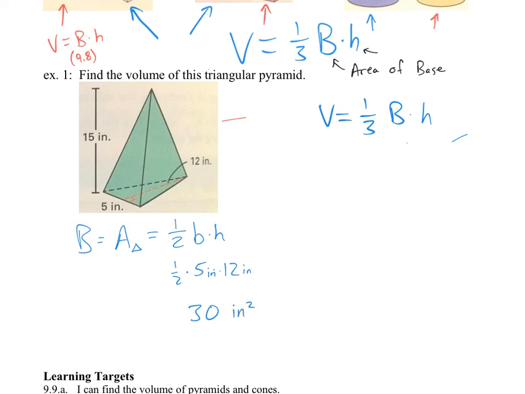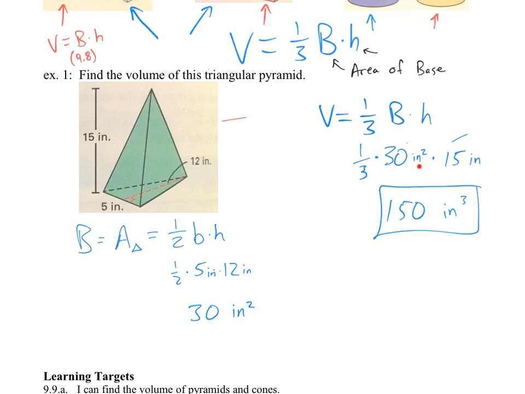Now that we have that 30, we put it in for capital B. So 30, and if you want to put in the inches squared, go for it. I have 1/3 times 30 times the height, and our height is 15. That gives us 150. And the units would now be inches cubed, because we're talking volume. Or you could say, I have inches squared, and inches times another inches gives you inches cubed. We okay for that one?